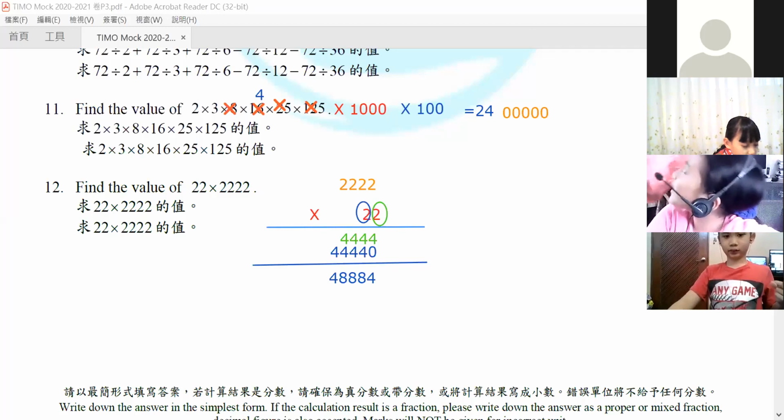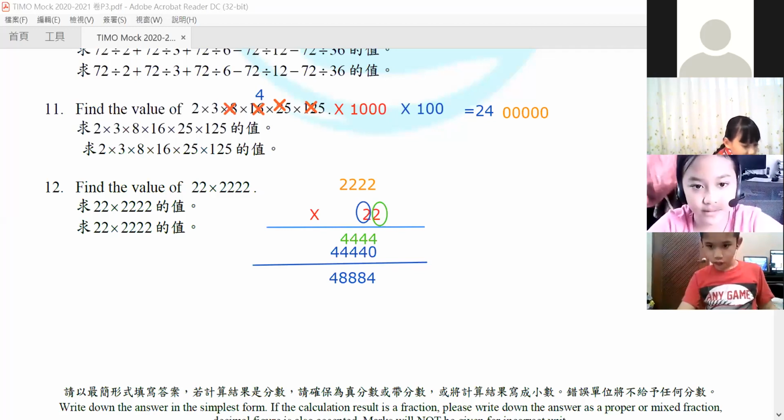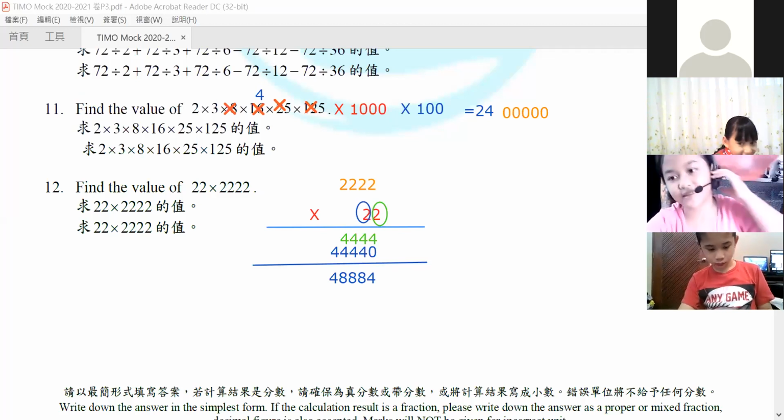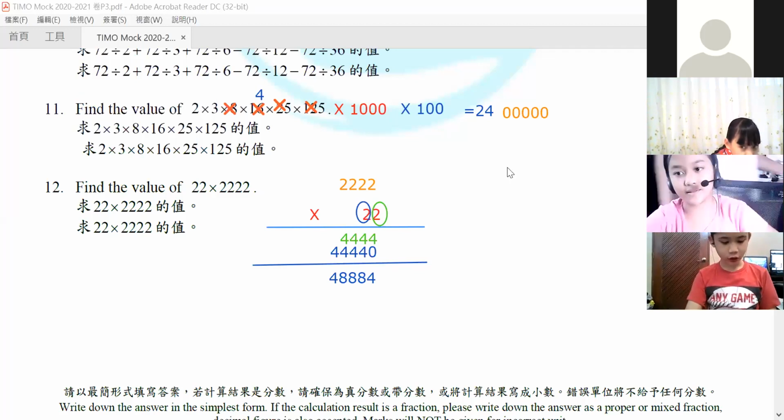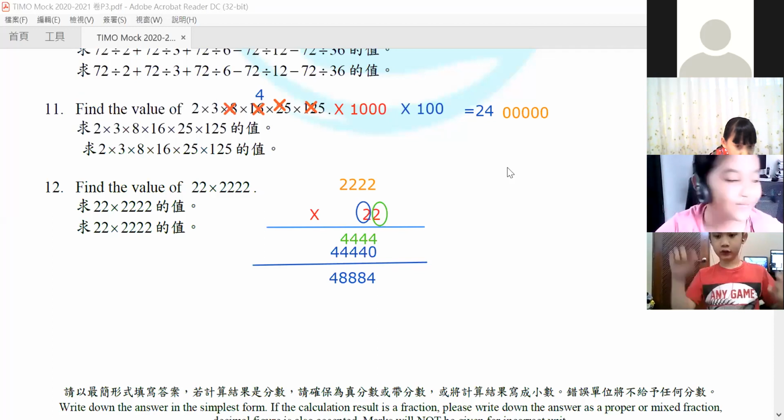Thanks for the help. There's a friend from Russia. Yeah, Russia. Is there any question? If you don't know how to say it, you can type it in the chat box and I can see it now. Someone sent a message in the chat box.